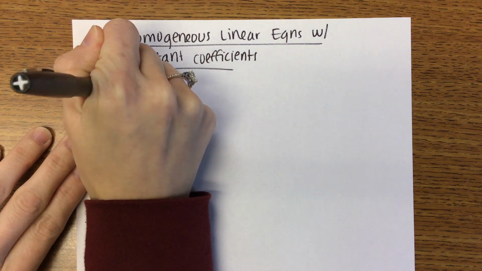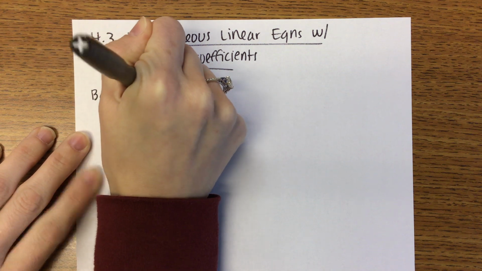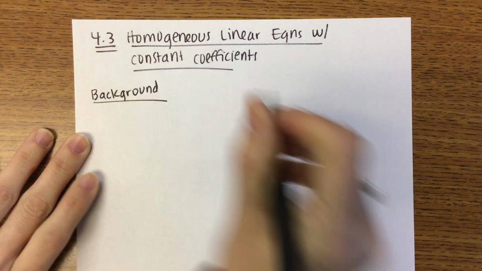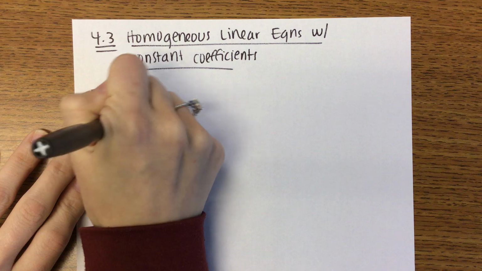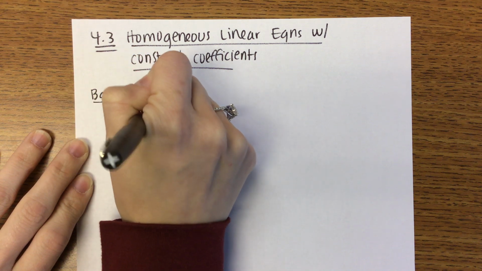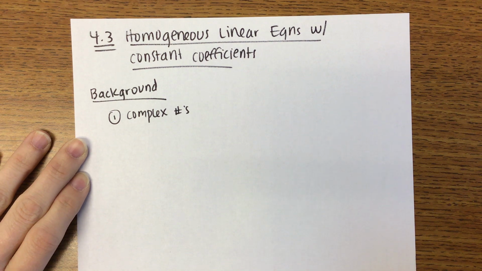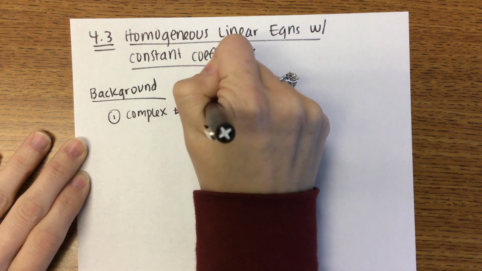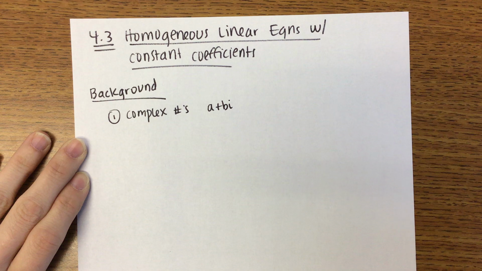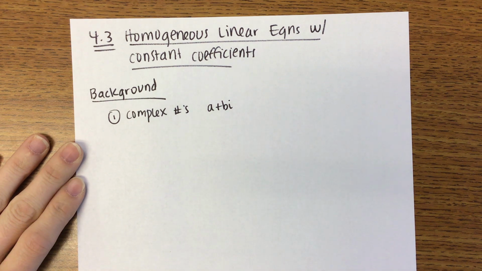Okay, let's jump into some background of things you learned in BC that you probably forgot. First one, I'm sure you know, we're going to need to remember complex numbers for this section. So a complex number, remember, is of the form a plus bi. It has a real part, it has an imaginary part.